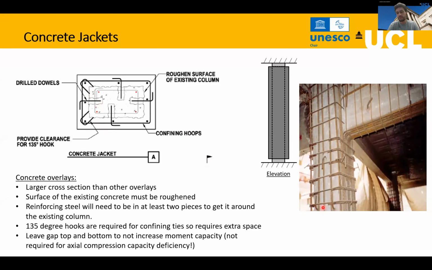So one of the most critical problems of this type of retrofitting is that you will have a larger cross section than the existing one. So you will have an architectural impact inside your building. There are some complications. You need, for example, to ensure a 135 degree hook over here. So for that, you will need to increase a lot the section, but this can be done.